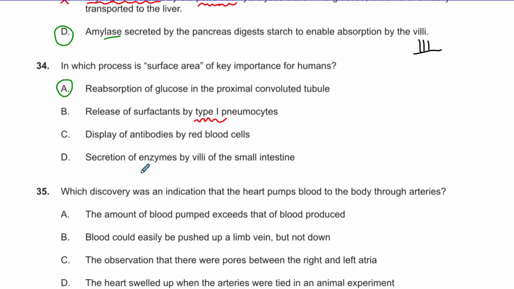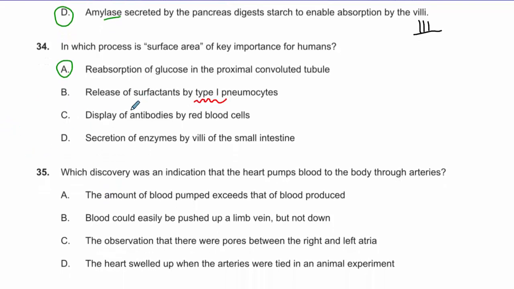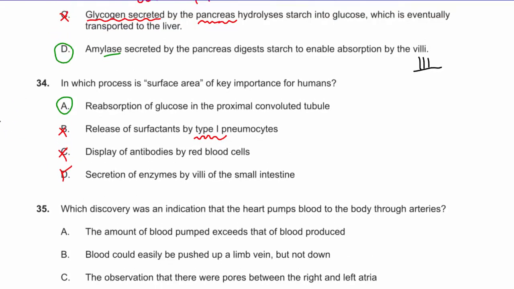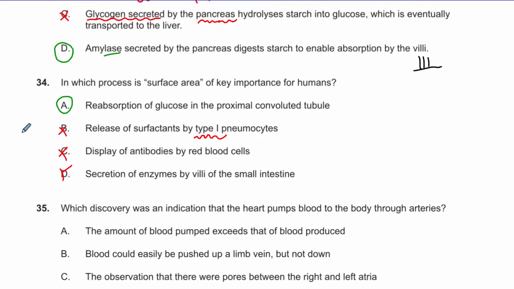C. Display of antibodies by red blood cells. Well, red blood cells are actually not involved in the immune system in that way. And anyway, you don't display antibodies, you display antigens. D. Secretion of enzymes by villi of the small intestine. Well, villi absorb nutrients, they don't secrete enzymes. They are not glands, so these are so wrong. So this one could easily be solved, even if you don't know much about the kidney, you could see that A was correct by using elimination.